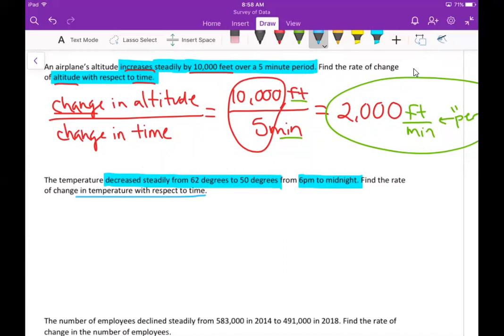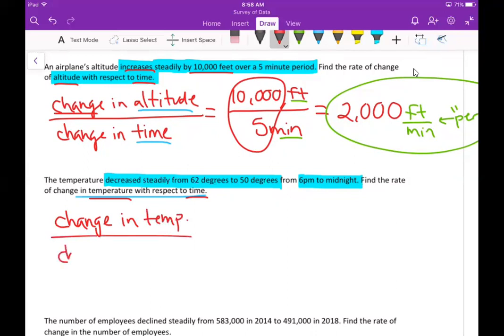So notice that wording is very helpful, right? Altitude with respect to time meant that altitude was the output and time was the input. Here, temperature with respect to time. Temperature is going to be changing over time. So our output is going to be temperature. So we want to find the change in temperature over the change in time.